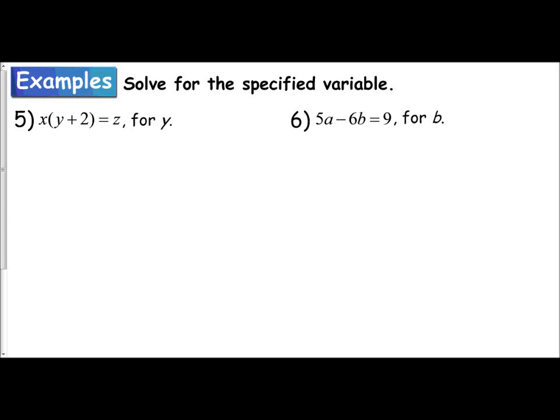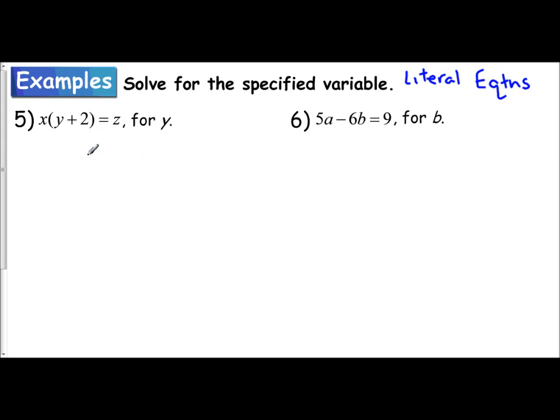The following examples deal with solving an equation for a specific variable. Equations that contain one or more variables are known as literal equations. So in the first example, it says x times the quantity y plus 2 equals z, and we want to solve for y. Now there are two ways of doing this type of problem.